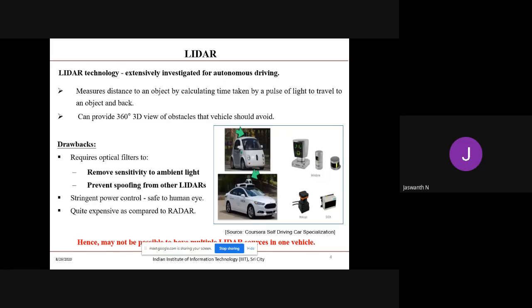However, there are a few drawbacks when using the LiDAR sensing mechanism, as it requires optical filters, especially for removing the sensitivity to ambient light, and also to prevent spoofing kind of attacks from other LiDARs. And also, it is yet in research where they are exploring how this LiDAR, especially when using laser pulses, is good and environmentally friendly. But compared to other sensing mechanisms like radar and camera, this LiDAR is highly expensive.